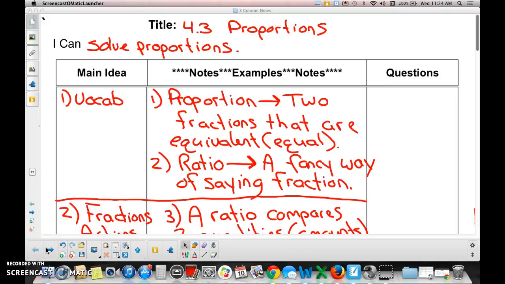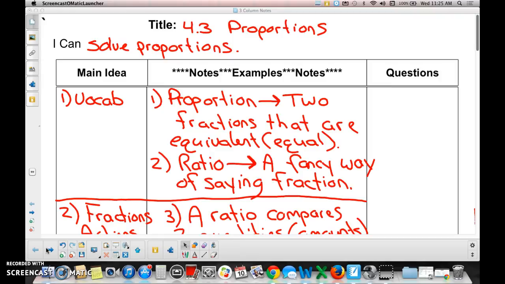Antoine, what are we doing today? Proportions, right? 4.3 proportions. And what is our I can statement telling us, Cyrus? I can solve proportions. All right, what is a proportion? Yusuf, what is a proportion?